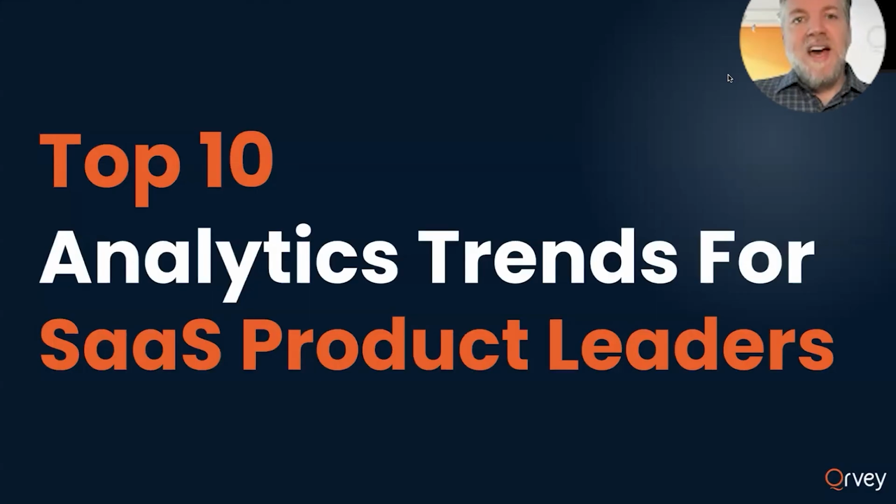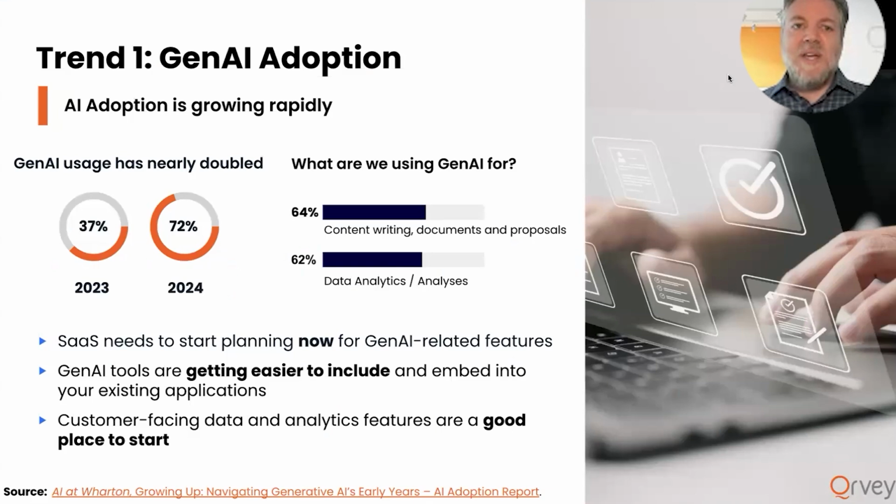All right, so now that we have the introduction out of the way, let's talk about where we see the analytics trends moving into next year and into the future for SaaS products and SaaS teams. And so we're going to focus on 10 key trends that we think are really important to the overall analytics space. So the first trend we're going to talk about is AI.